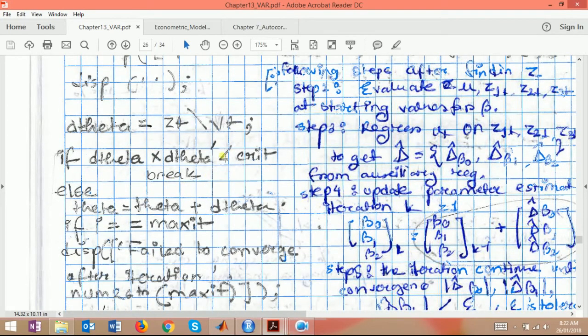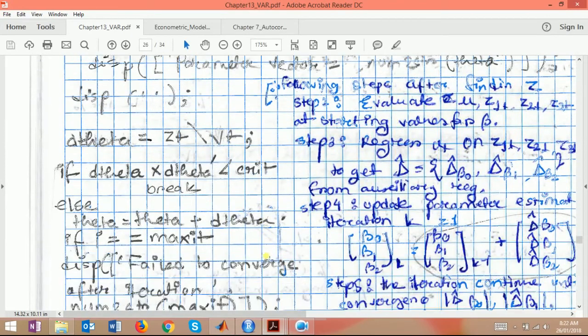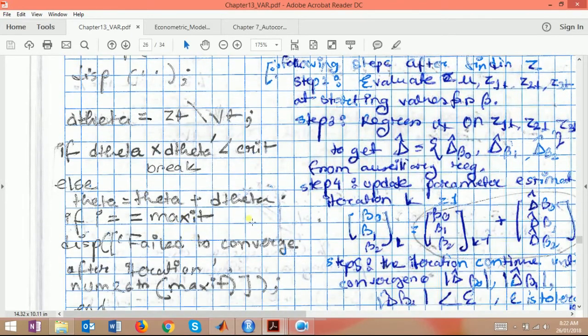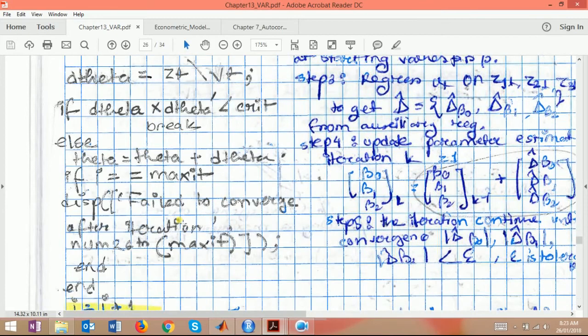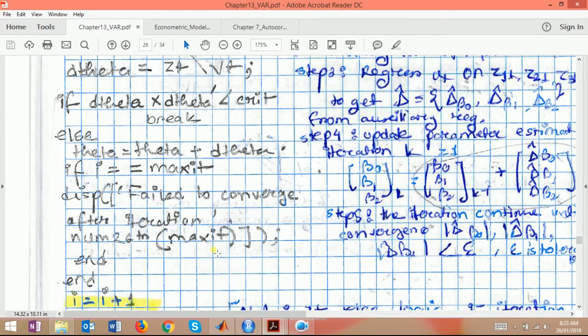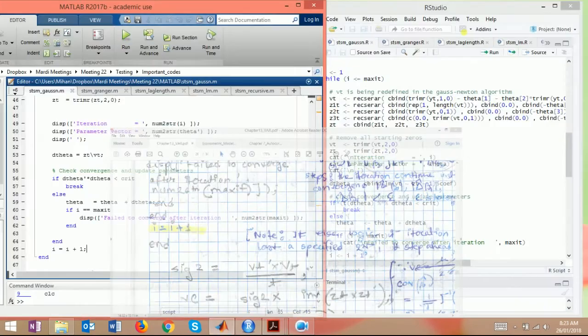And so del theta transpose del theta, if that is less than the critical value, then break, we don't want to continue. Otherwise we continue and update the parameter theta plus del theta. If i equals the maximum number of iterations, display failed to converge after iteration, and at the end i equals i plus 1, so that the process continues. Okay, so very simple.